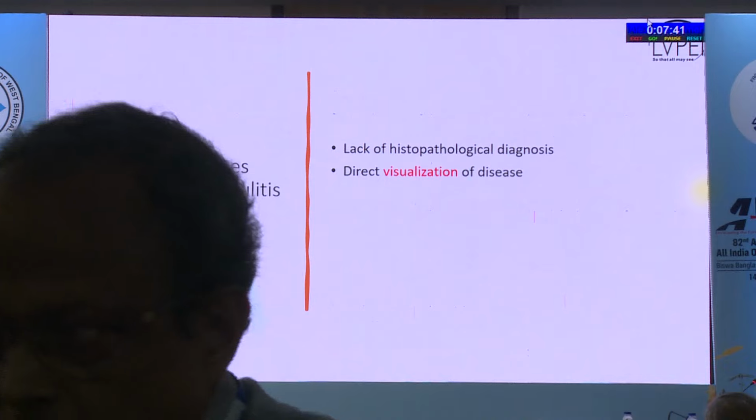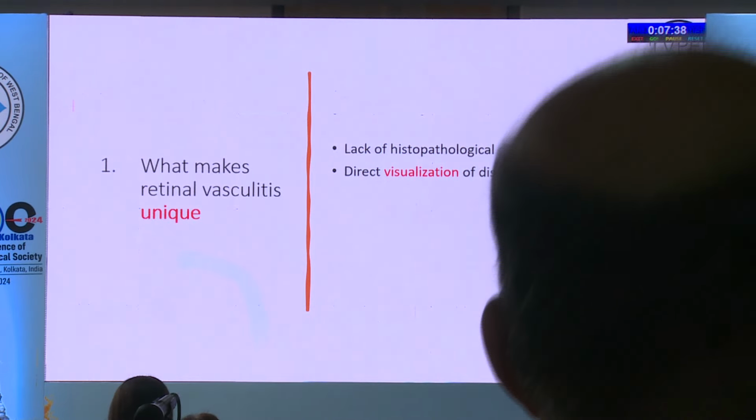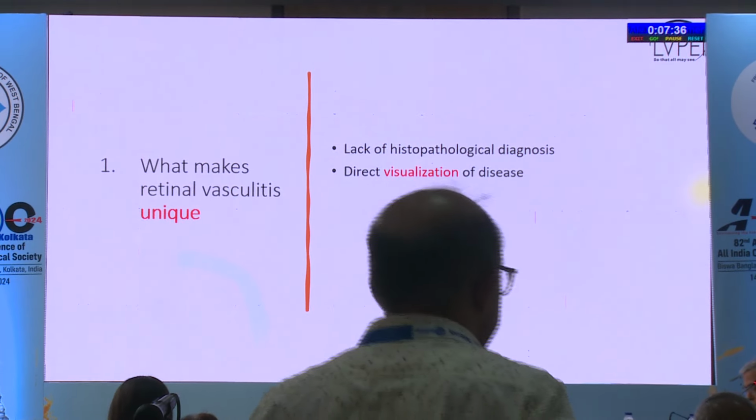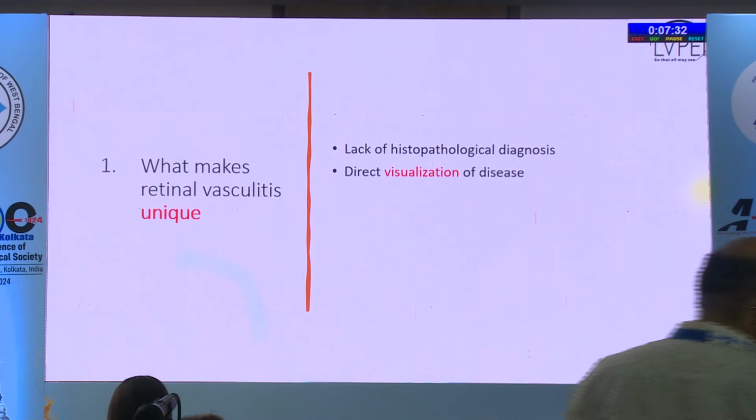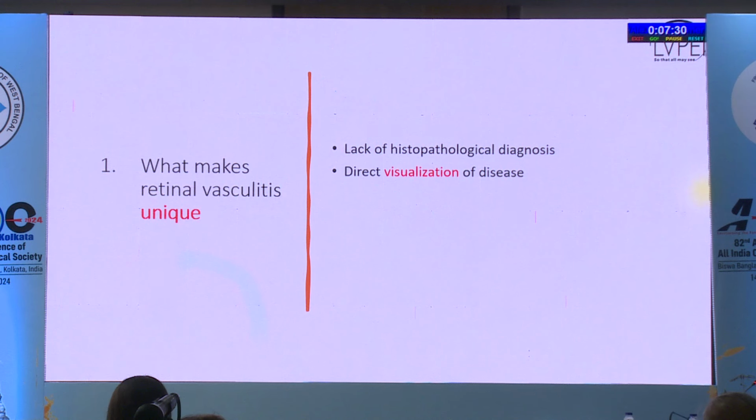And it is quite different from systemic vasculitis, because if you speak to our rheumatology colleagues, they'll tell you that they need a histopathological diagnosis to call it vasculitis. On the other hand, we do not have that, but we can directly see the disease, which our rheumatology or other colleagues in other specialties can't do. Directly see the retinal vasculitis in the patient, and that's a huge advantage.